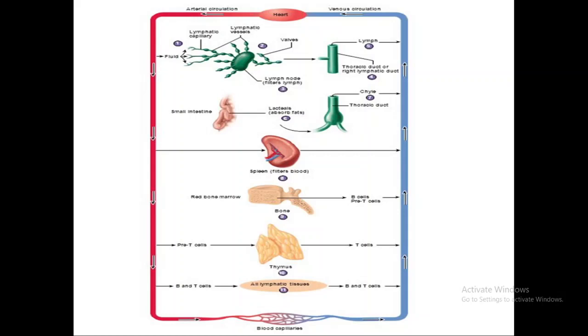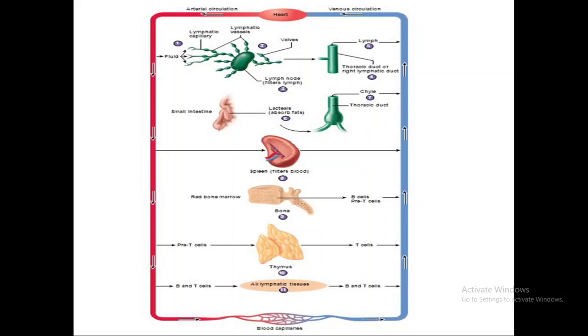On number 9, the lymphocytes, B and T cells, originate from stem cells in the red bone marrow. These B cells become mature B cells in the red bone marrow and are released into the bloodstream. And then these T cells enter the blood and migrate to the thymus. In the thymus, pre-T cells derived from red bone marrow increase in number and become mature T cells that are released into the blood.